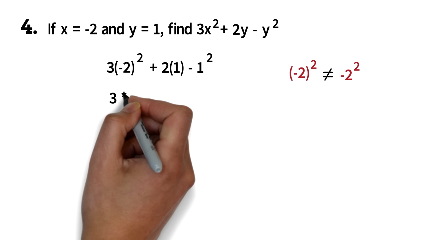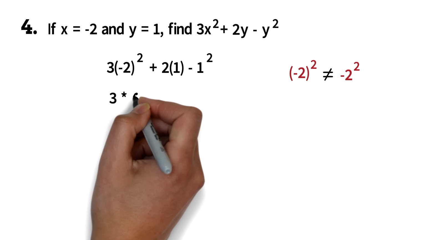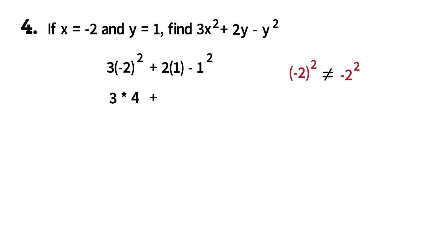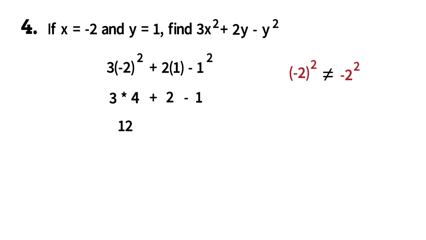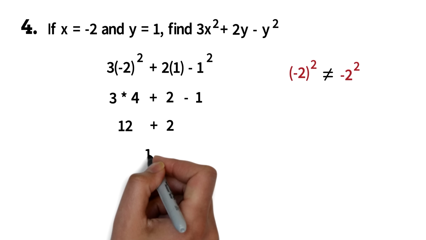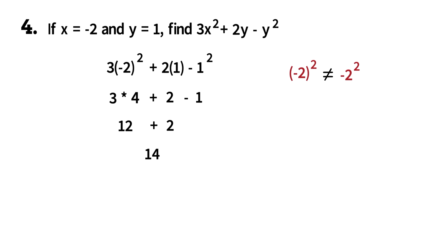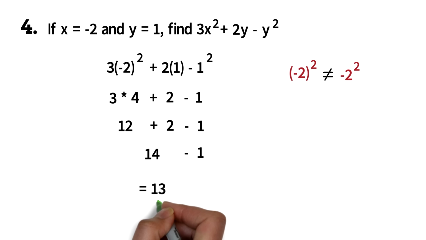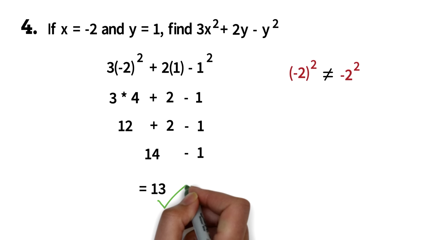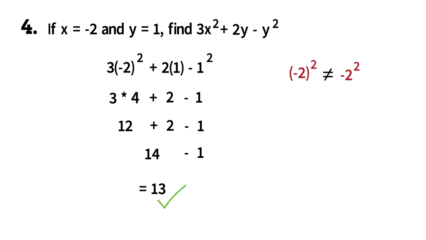We have 3 times (-2) squared, which is 4, plus 2 times 1, which is 2, minus 1 squared, which is 1. 3 times 4 is 12, plus 2 is 14. Then minus 1 is 13. So this is our final answer. Let's now look at the next question.